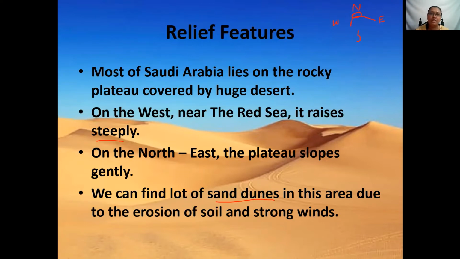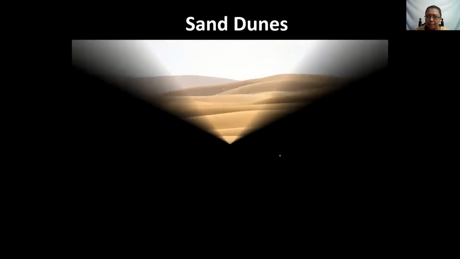Soil erosion means the soil from that land area will be taken away. And they will be taken away either because of flowing water or wind. Here in case of desert, it is the wind that is carrying all these soil particles to other area. Because of that, sand dunes are formed. Now let me show you some pictures of sand dune.